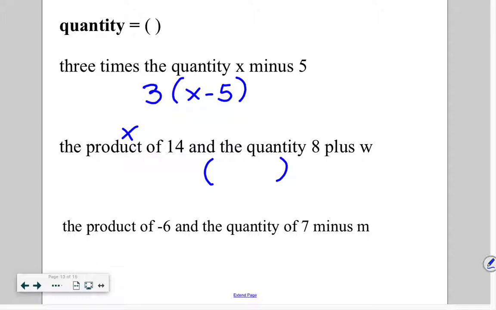Where's the 14 going? In the front, because I'm taking 14, I'm going to multiply or find the product of 14 times whatever comes inside those parentheses when it says quantity. Now, inside the parentheses, it says the quantity of 8 plus w. So 8 plus w inside those parentheses.